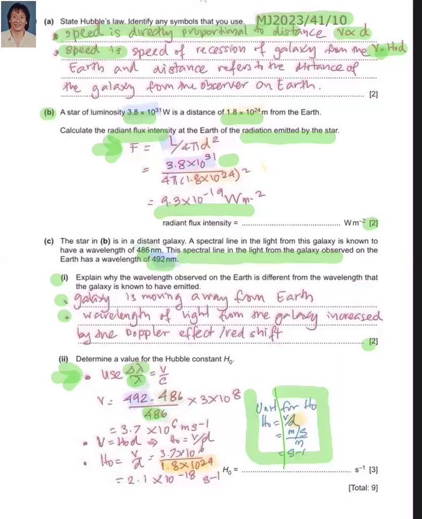Once you know the velocity, you can now find the Hubble constant. So H0 equals V over D. Your V is given to you as 3.7 times 10 power 6 meters per second, and then your distance is 1.8 times 10 power 24. So you can get the answer for the Hubble constant.